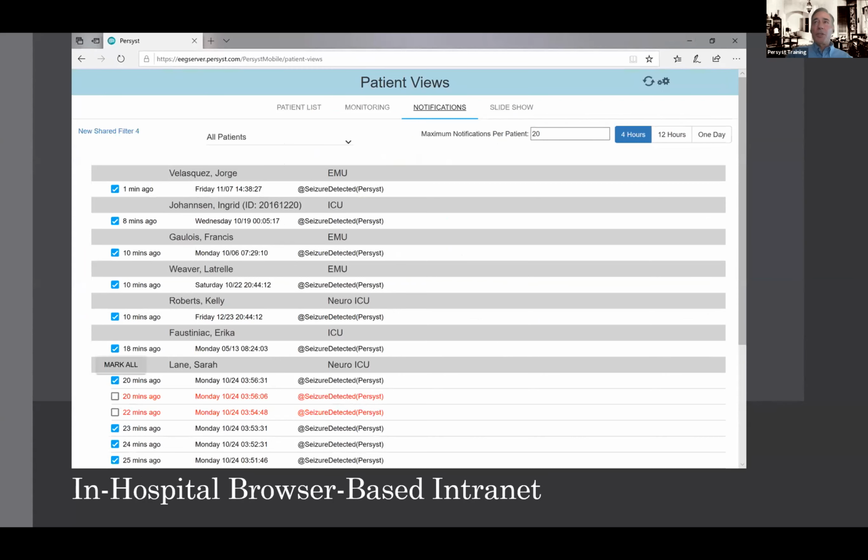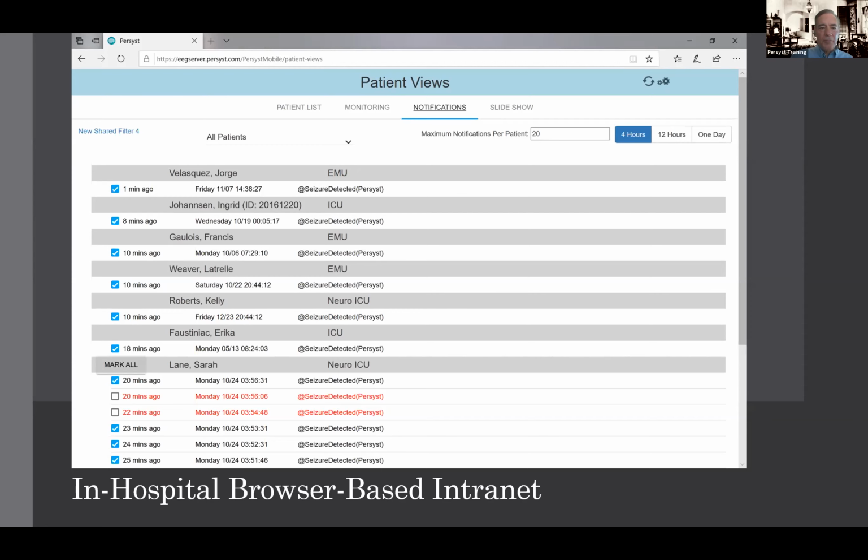And if we click over to the notifications tab, what we have here is a centralized display that you can have showing up on a monitor in the monitoring room with just notifications, or you can pull this up on an iPad and view it. You can acknowledge those. And of course the names of these patients have been created for the purposes of illustration.